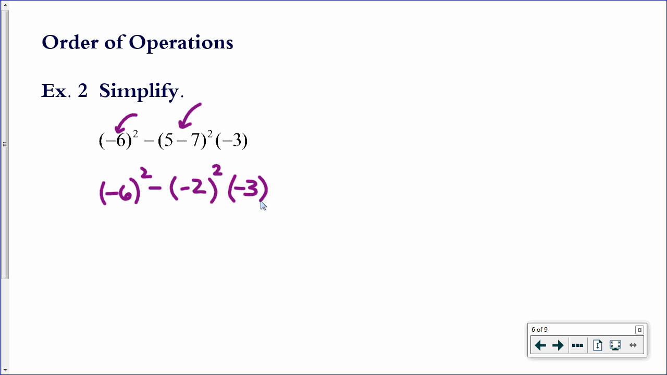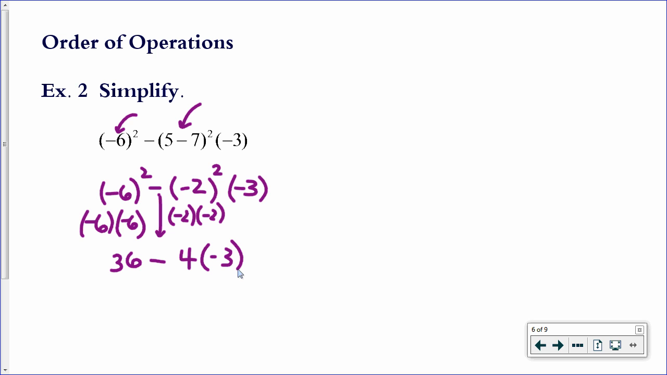Now I'm at the exponential expressions part, so I'm going to do anything that's exponential. I see a -6 in parentheses squared, which we should remember means -6 times another -6. The base is actually -6 here. When I square that, I get a positive 36. I see another exponent on a -2. So this subtraction sign is still there, but this -2 times itself will give us a positive 4. And then the times -3 is still there at the end.